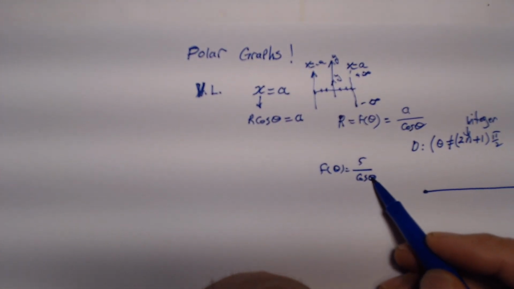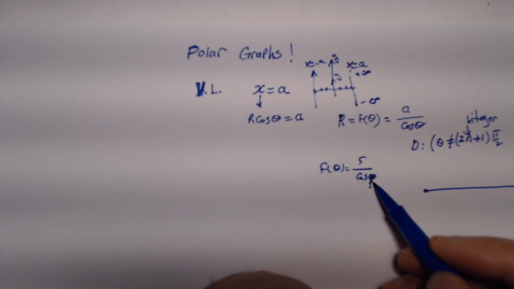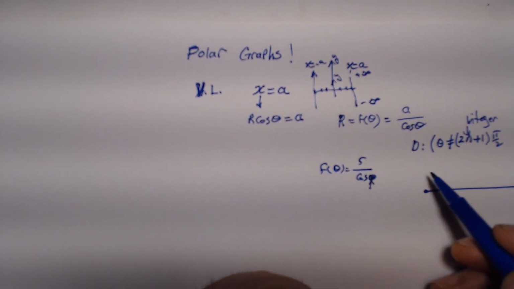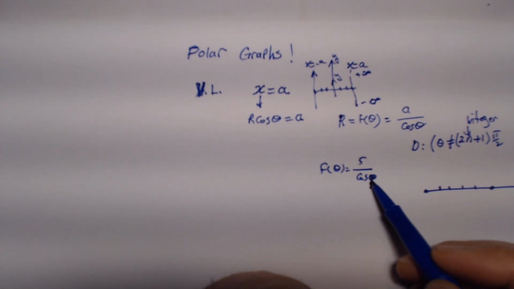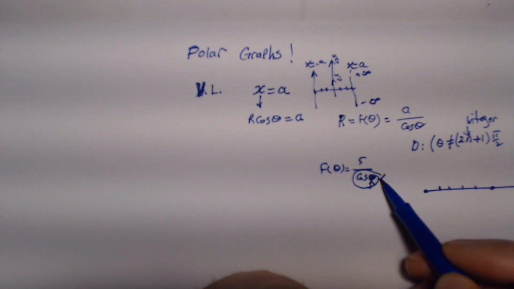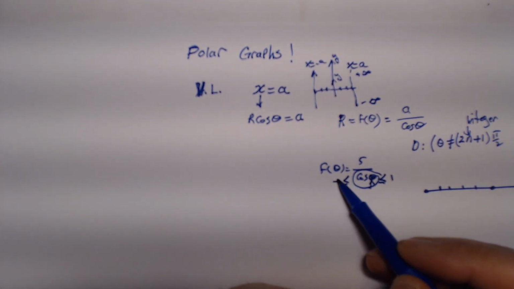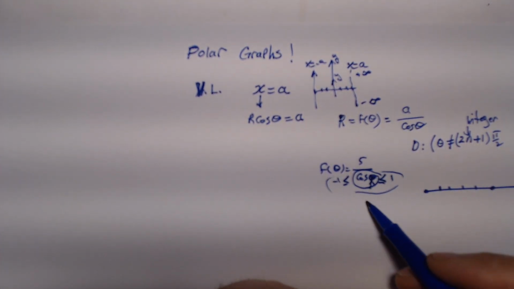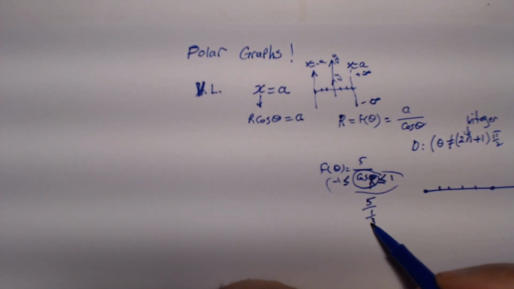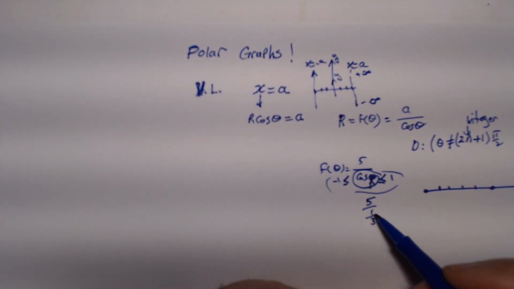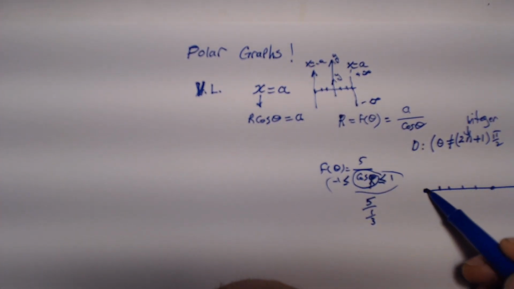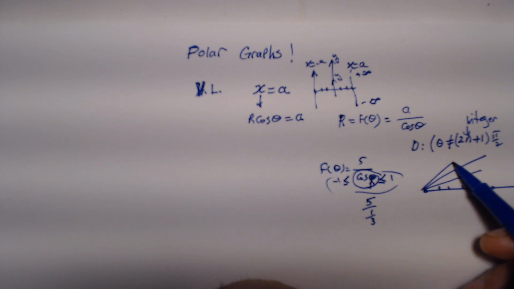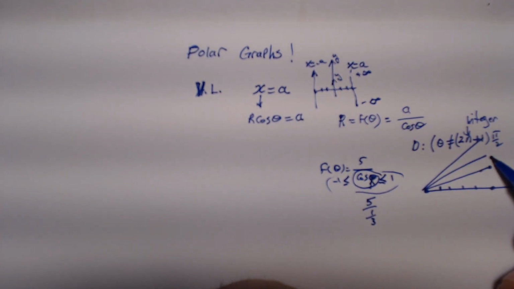If theta becomes 0, cosine of 0 is 1, and your r is 5. But if theta becomes pi over 6, because the cosine is always less than or equal to 1, this is always a proper fraction. And any number divided by a proper fraction is going to have a value greater than that. Therefore, for any other angle, the r gets bigger and bigger and bigger.